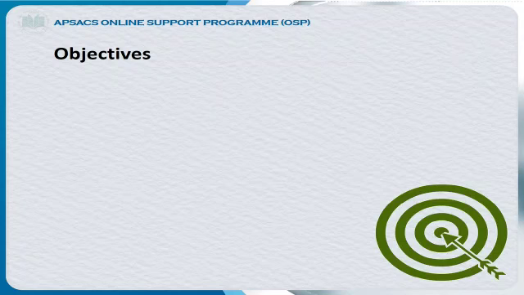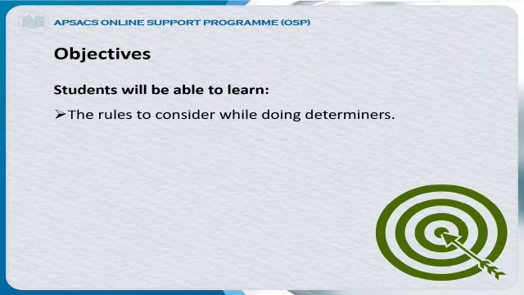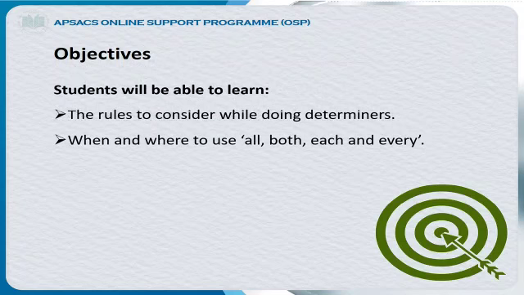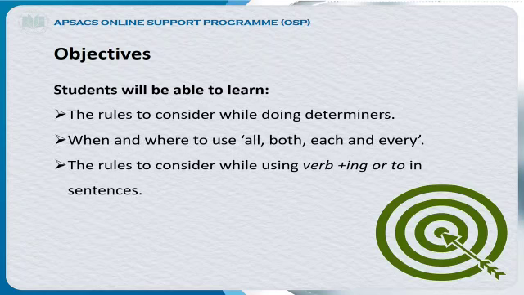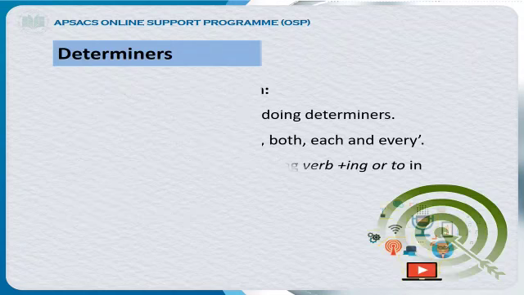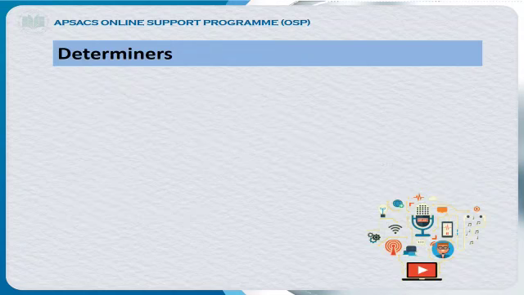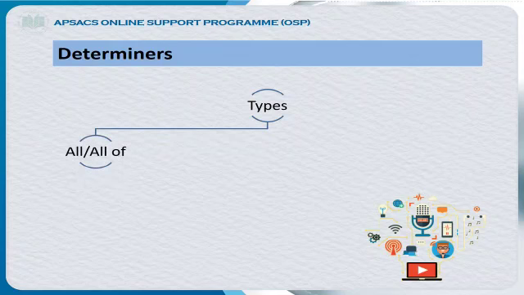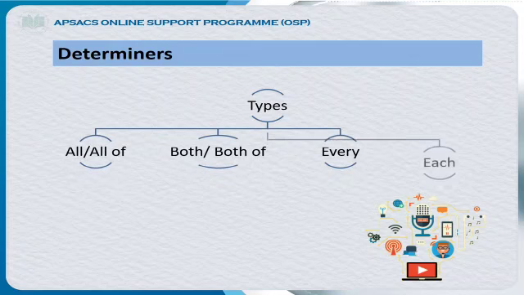Our objectives for today are: students will be able to learn the rules to consider while doing determiners, when and where to use all, both, each and every, and the rules to consider while using verb plus ing or to in their sentences and when they are used. Let's start with determiners. Now there are many types of determiners, but here we will be doing 4 of them. That is all or all of, both of, every and each.